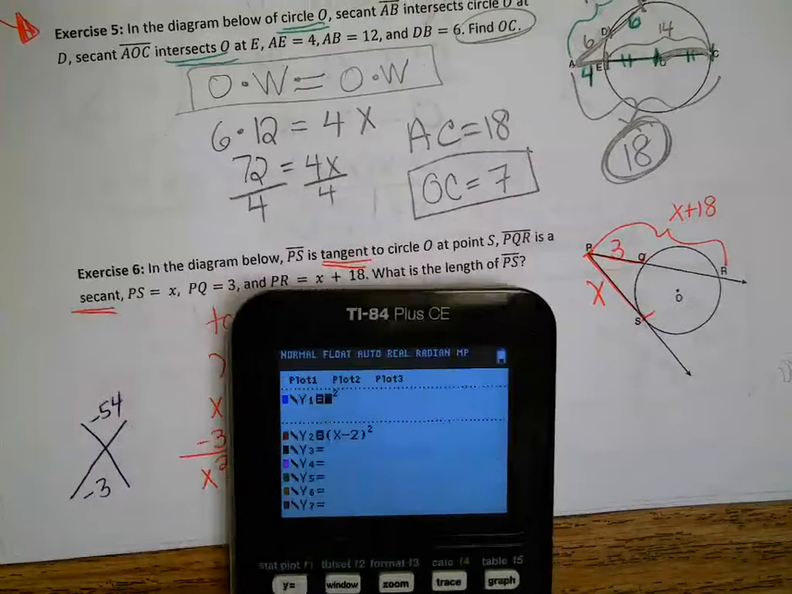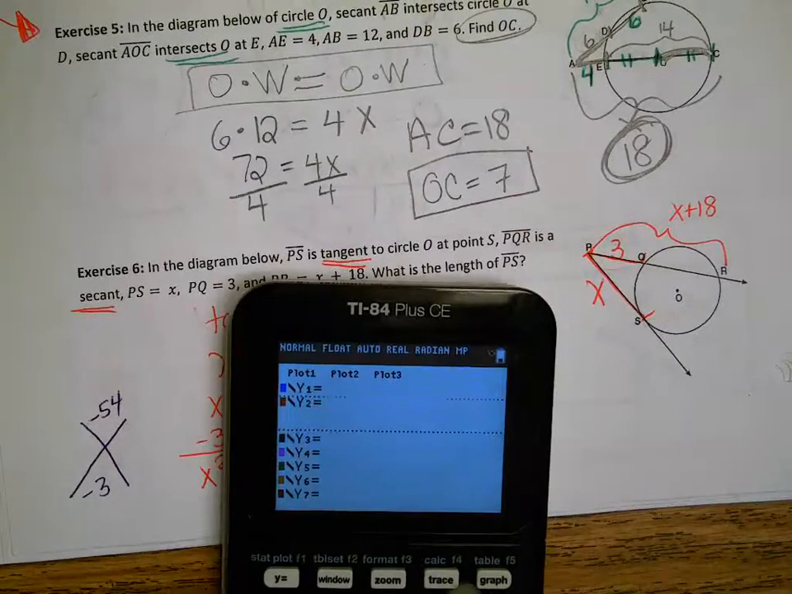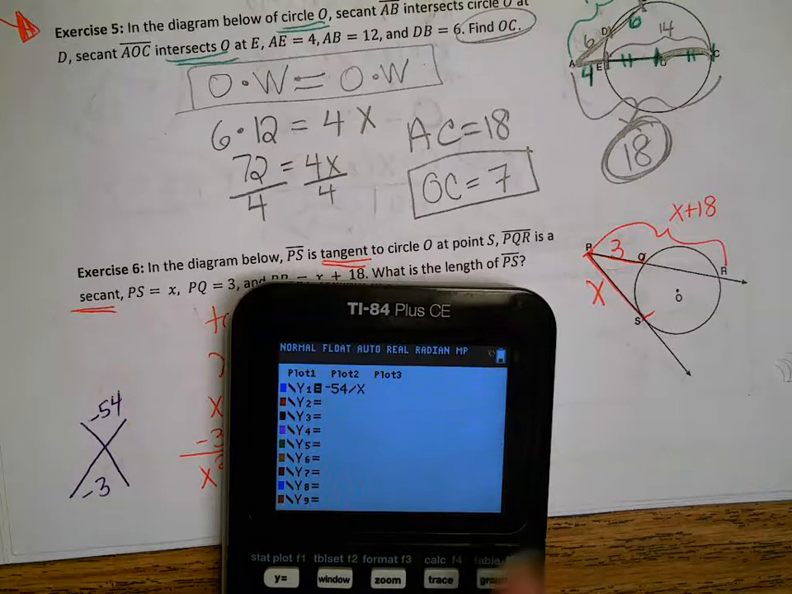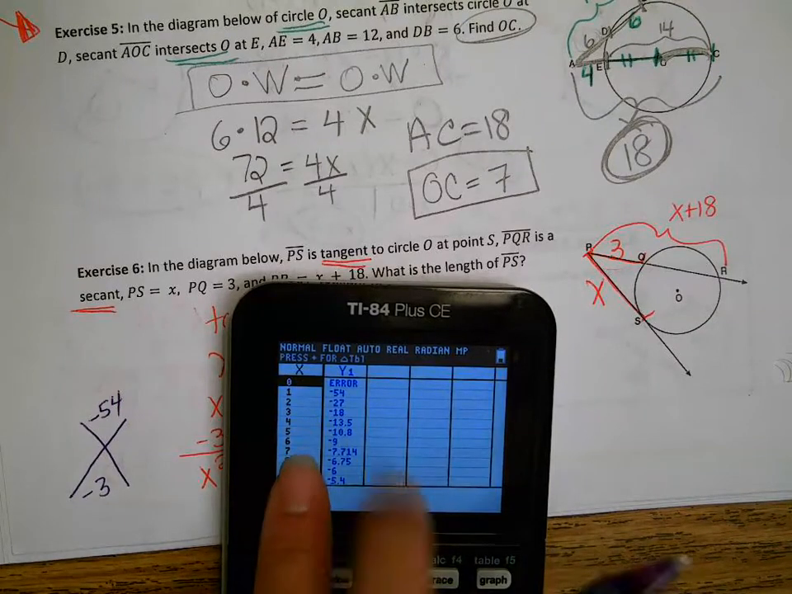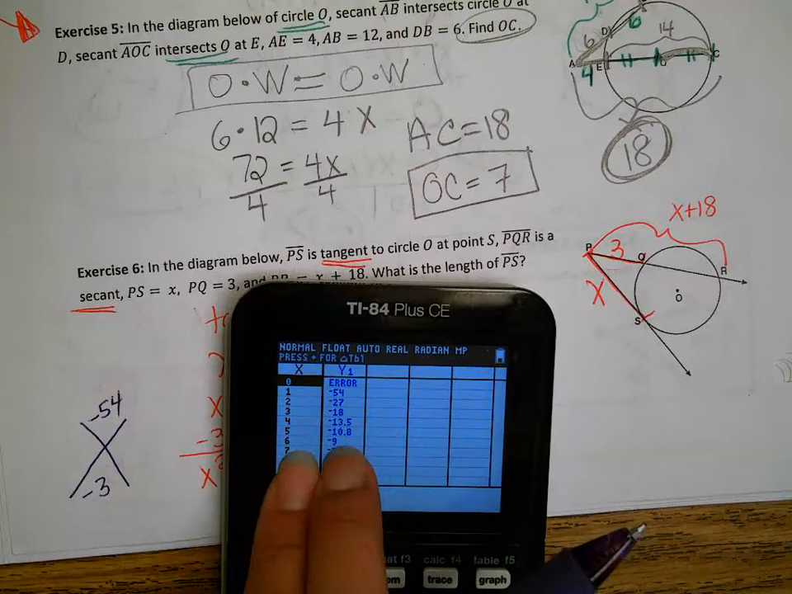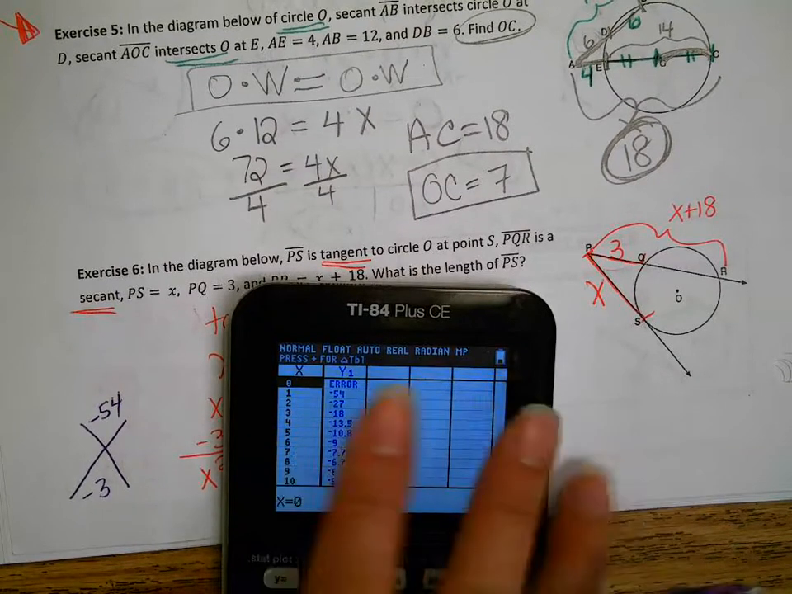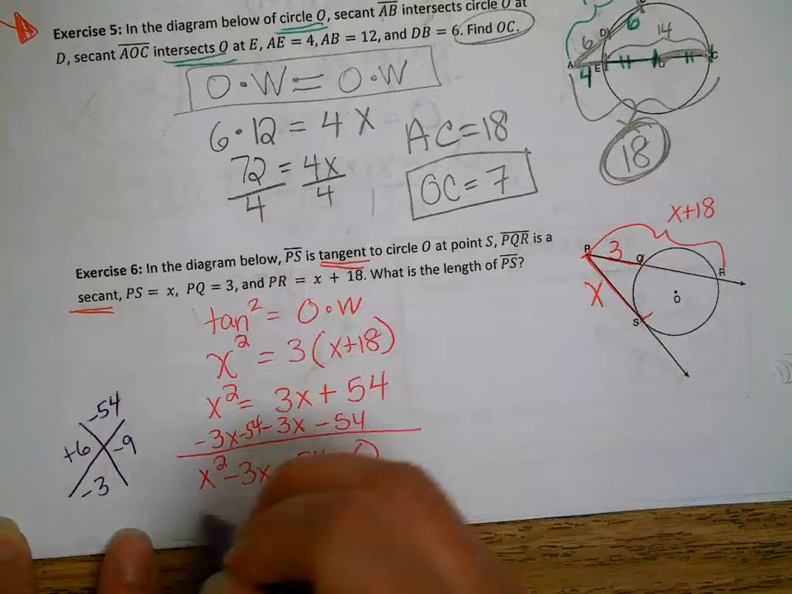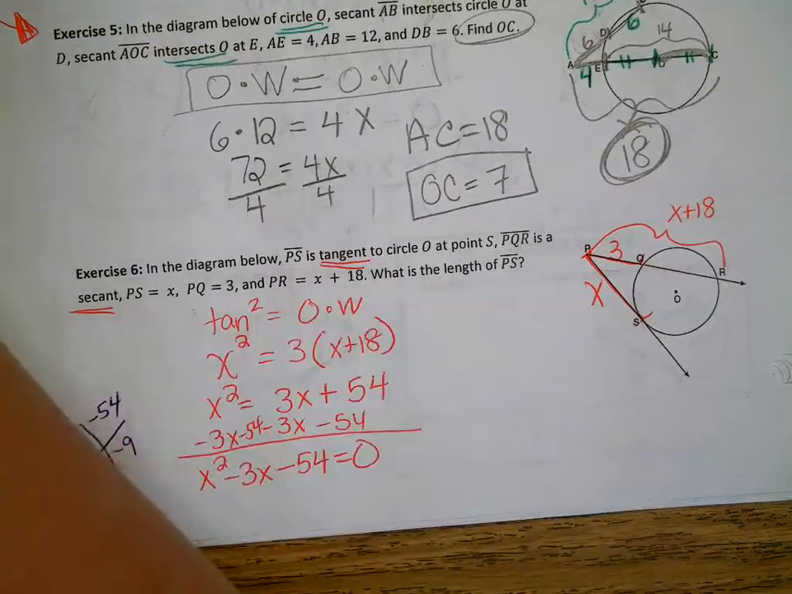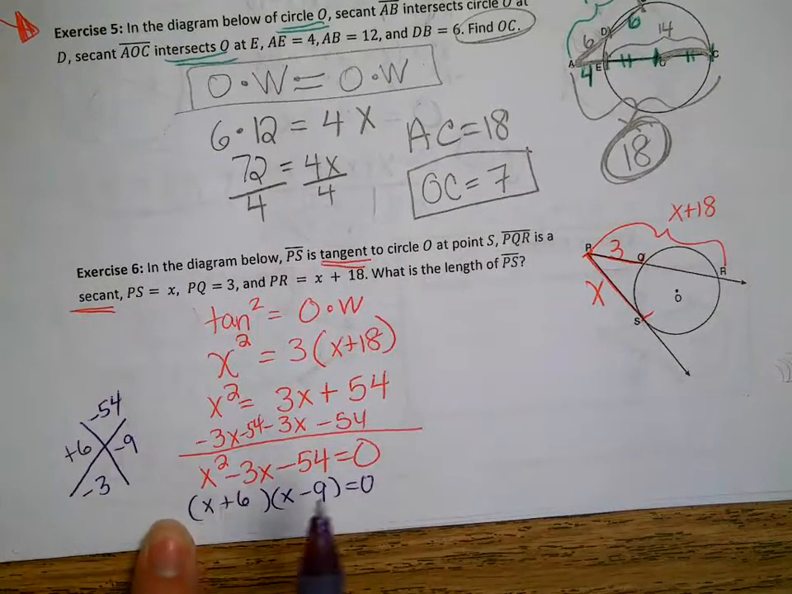If you need your calculator trick to help you out, factoring will be part of your final exam. 54 divided by X, go into your table, decide which set of factors adds to negative 3. I believe it's going to be a 6 and a negative 9. So we get positive 6 and negative 9 to be the factors. Sorry about the interruption. So we get X plus 6 and X minus 9.